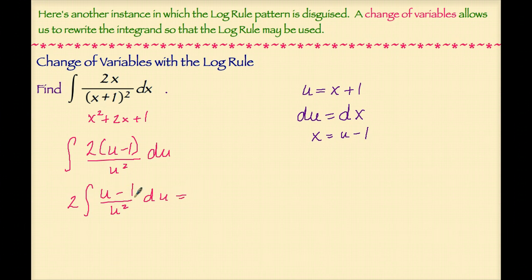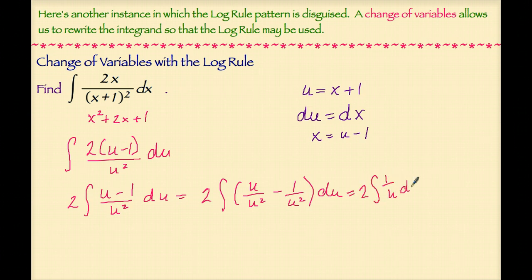Now that my denominator is a monomial expression rather than a binomial expression squared, I can separate this into 2 fractions. So this will be 2 times the integral of u over u squared minus 1 over u squared. Let's simplify a bit. This is going to be 2 times the integral of 1 over u du minus 2, distributing the 2, times the integral of u to the negative 2 du. Well, this is the natural log pattern, and we'll be able to use the power rule for this integrand.